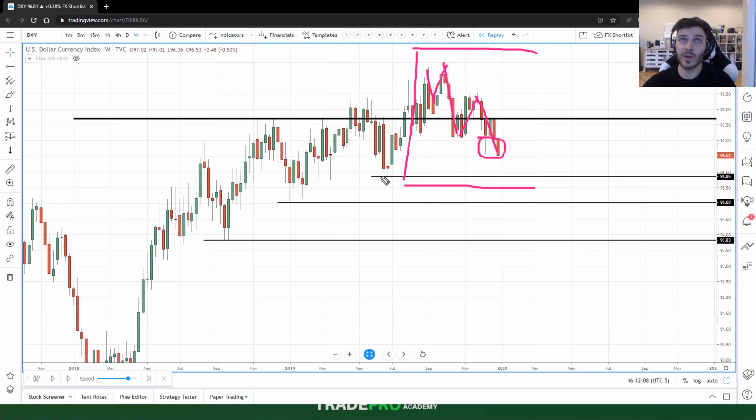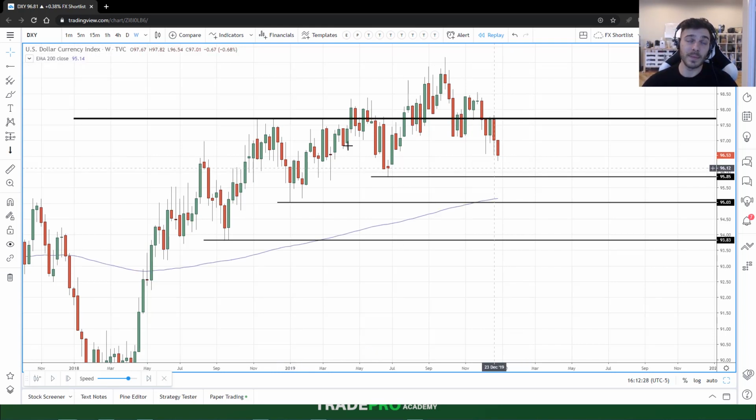What is the next target? Well, the next target is that weekly swing low below 96, right around these 95.85s. That being the case, so long as the market remains below these 2018 highs at 97.71, we think that downside is more likely than upside is.